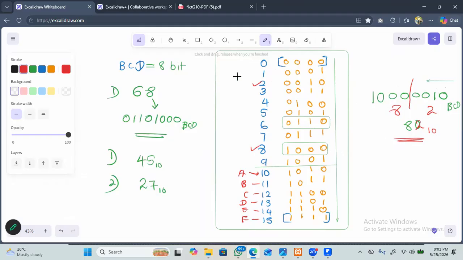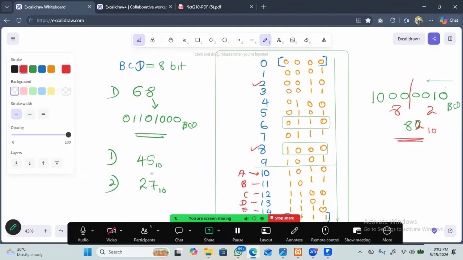So Lamai, BCD to decimal conversion, is it clear? 100% clear. Clear, right? Okay, with these things, clear?